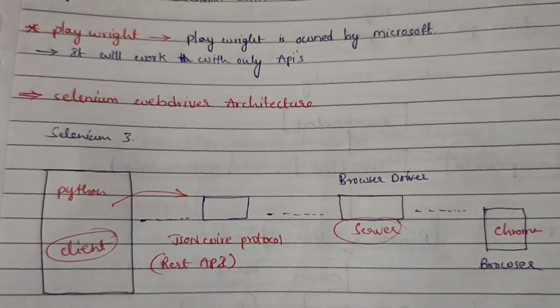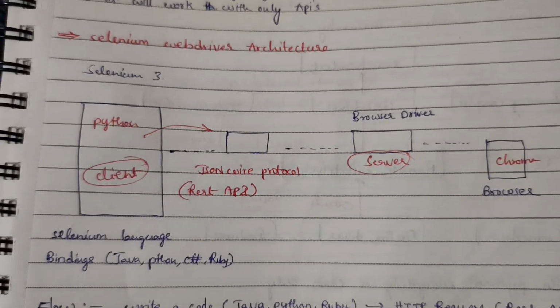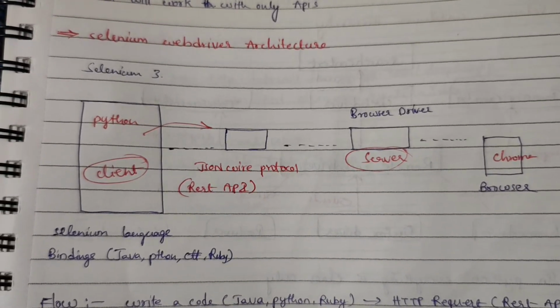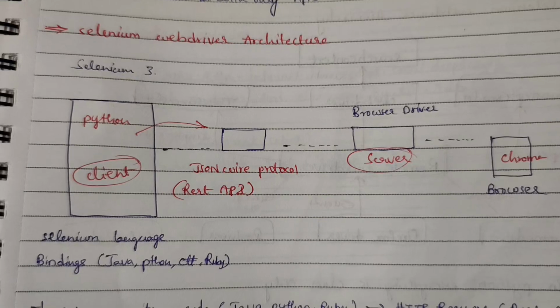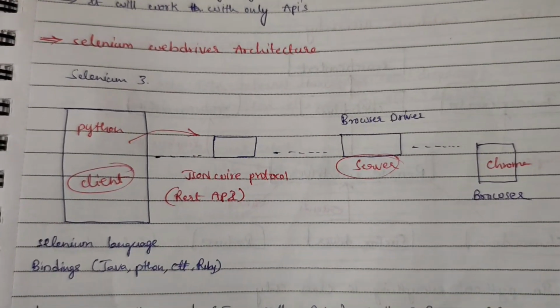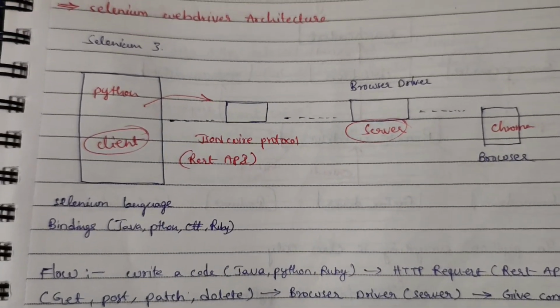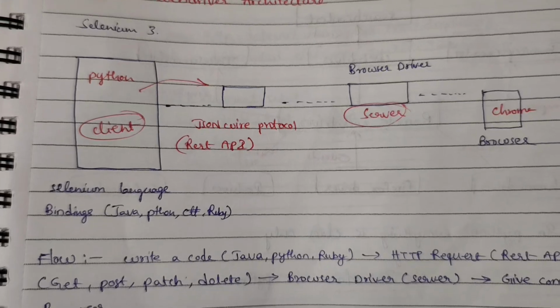Next, Selenium WebDriver architecture. This is Selenium 3. How it will work in Python: this is the client machine, then the JSON wire protocol, which is a REST API, then the browser driver, which is the server, then the Chrome browser. These are the Selenium language bindings: Java, Python, C#, Ruby.